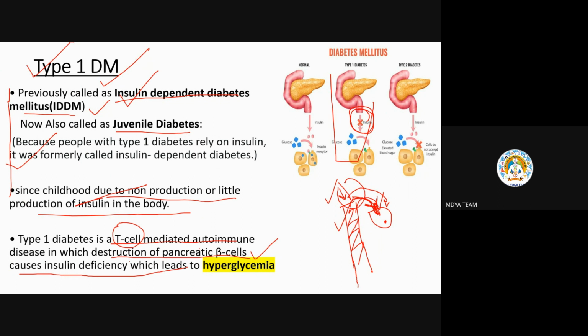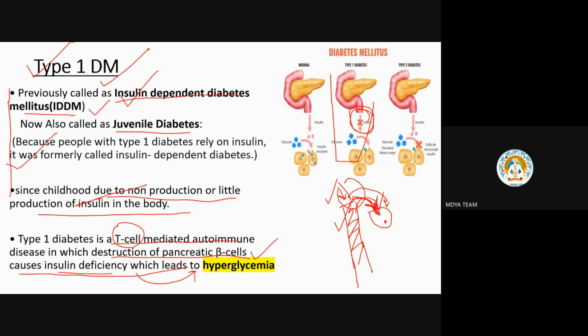This condition where there is less insulin, which is leading to a high level of glucose in the bloodstream, is called hyperglycemia. Therefore, it is written that insulin deficiency leads to hyperglycemia. Okay, what is hyperglycemia?